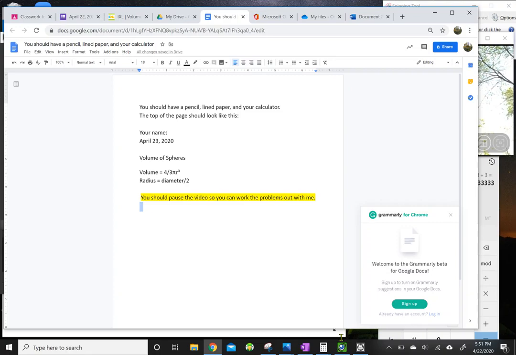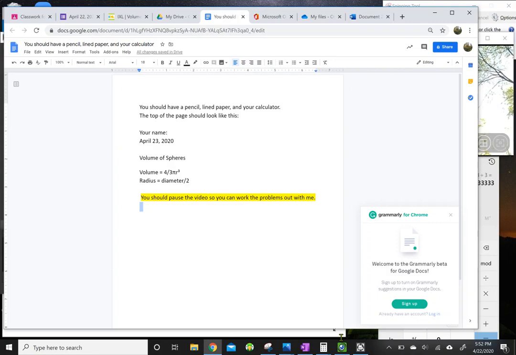Spheres, it's a ball, okay? A ball is a sphere. It's a round three-dimensional object. Okay, and we're trying to figure out how much space they take up. If we know the radius or the diameter of that ball or that sphere, we can find the volume, how much space it's going to take up, okay?